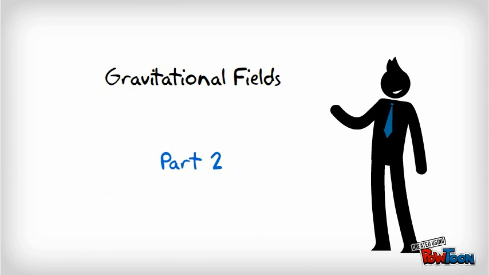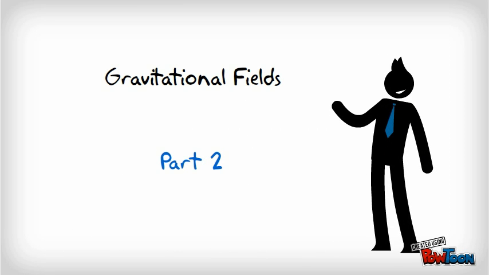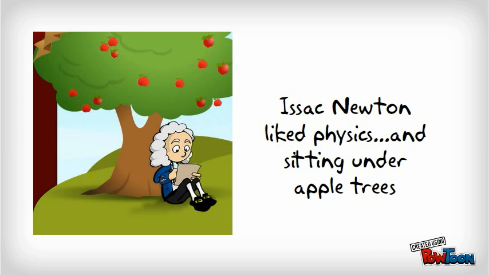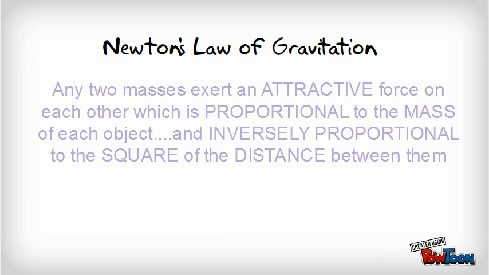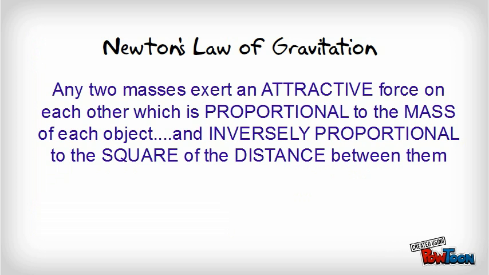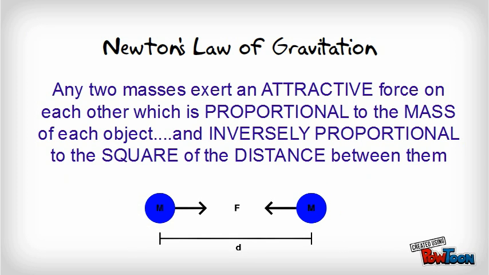This is the second presentation on gravitation, and we're going to look at Newton's law of gravitation. Newton's law of gravitation states that any two masses will exert an attractive force on each other, and that force will be proportional to the mass of each object and inversely proportional to the square of the distance between the objects.